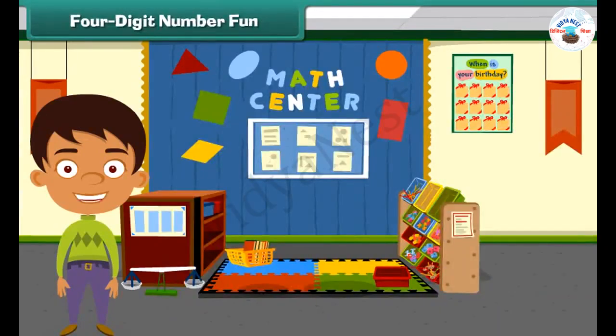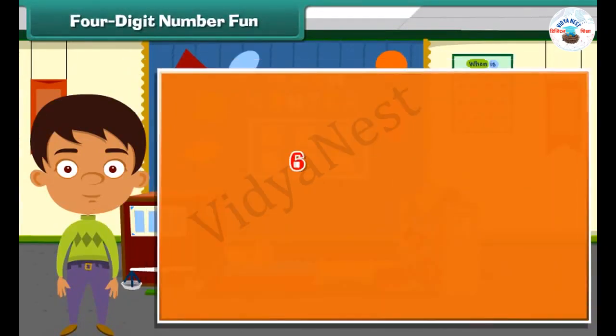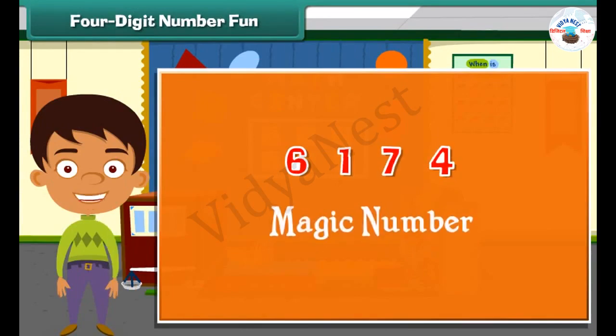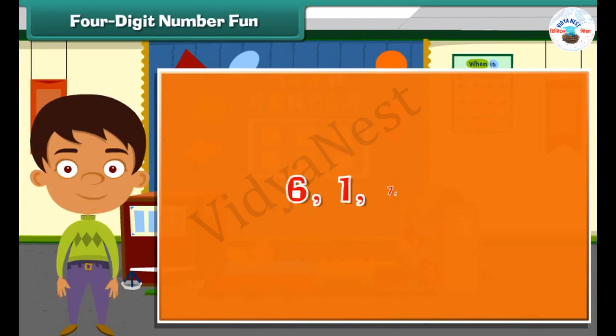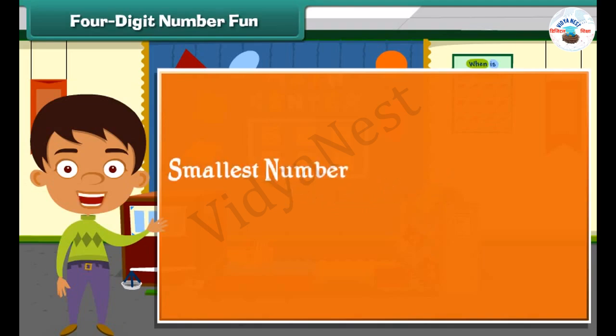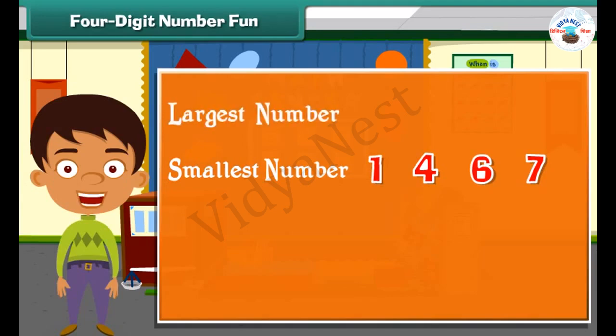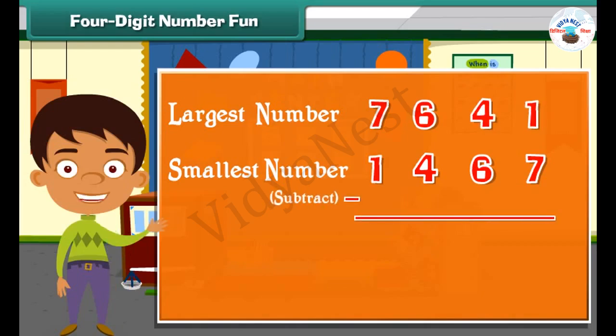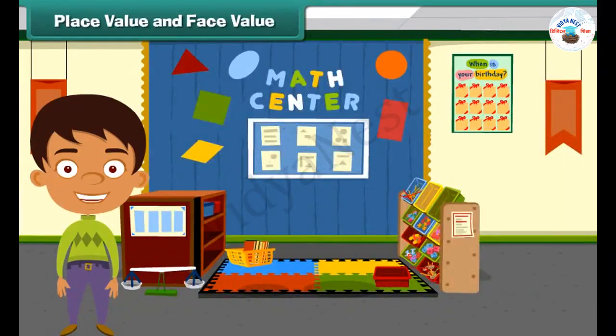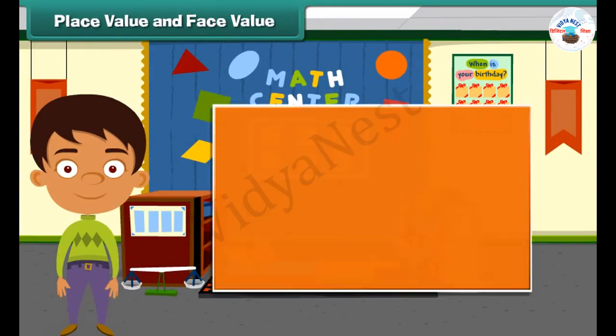4-digit number fun. Look at number 6174. It is a magic number. Form the smallest and largest 4-digit numbers using the digits 6, 1, 7 and 4. The smallest number formed is 1467. The largest possible number is 7641. Now subtract 1467 from 7641. The difference is 6174.